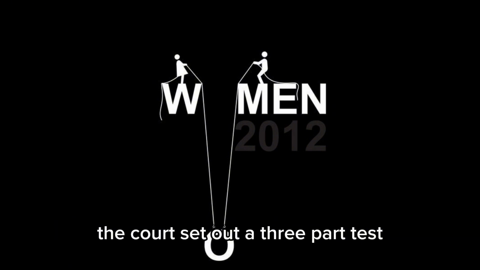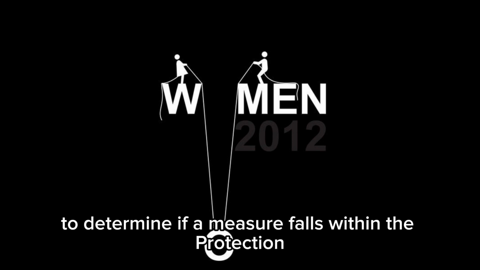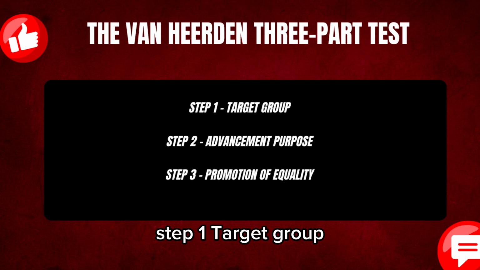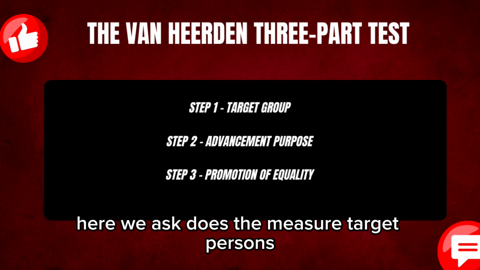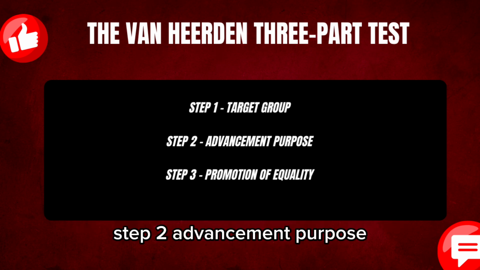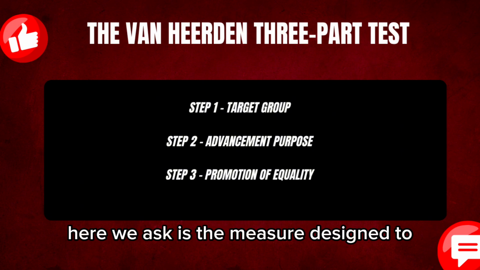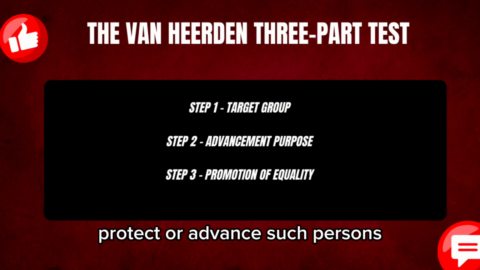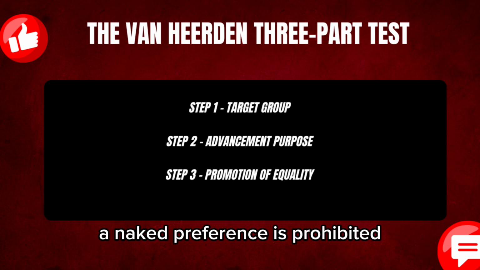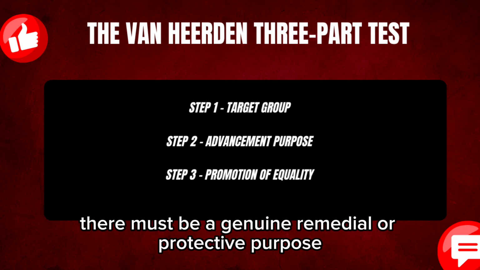The court set out a three-part test to determine if a measure falls within the protection of Section 9, Subsection 2. Step 1. Target group. Here we ask, does the measure target persons or categories of persons who have been disadvantaged by unfair discrimination? Step 2. Advancement purpose. Here we ask, is the measure designed to protect or advance such persons or categories of persons? Here, a naked preference is prohibited. There must be a genuine remedial or protective purpose.